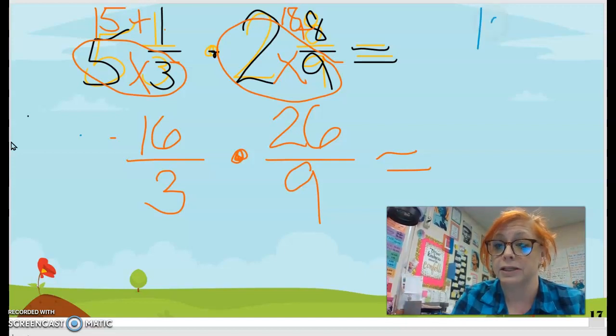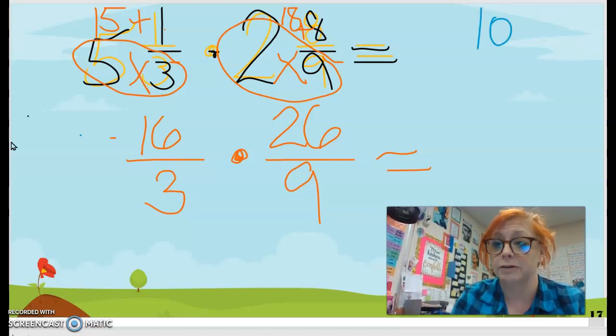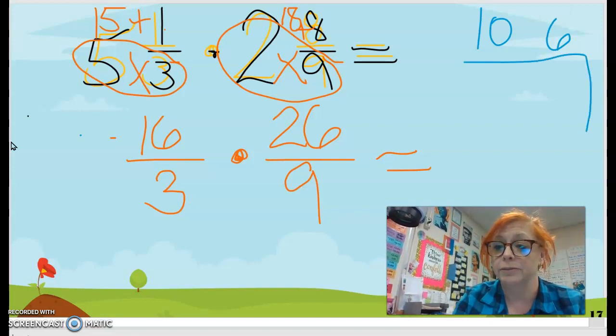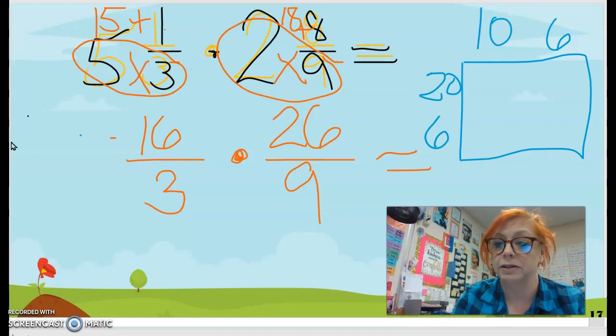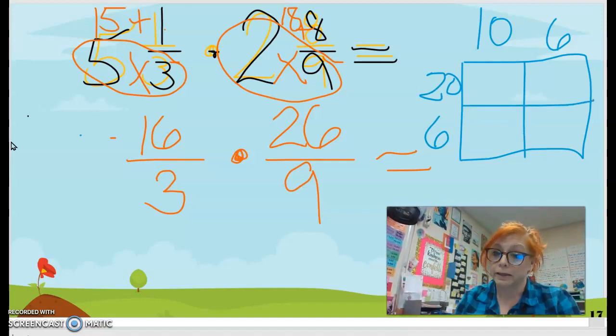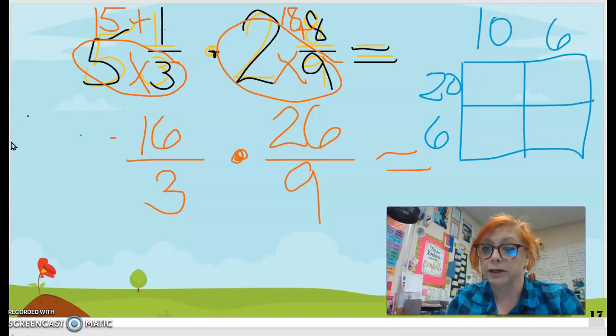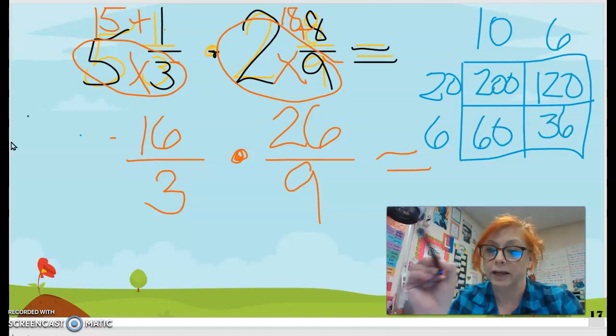You could do 16, which is 10 plus 6, times 26, which is 20 plus 6. And you can multiply it this way: 200, 120, 60, 36, and then I will add those up.